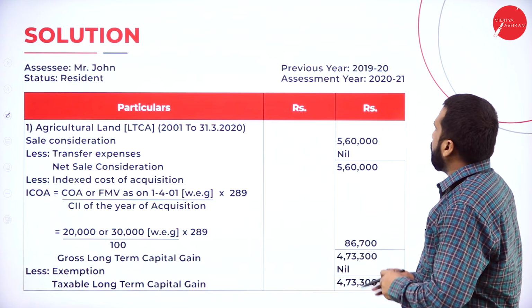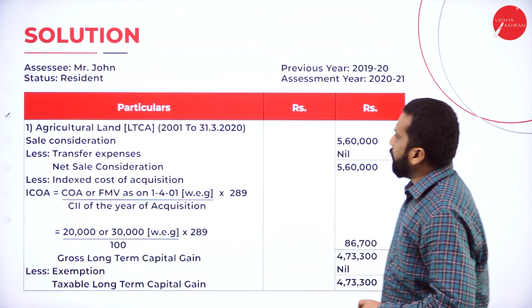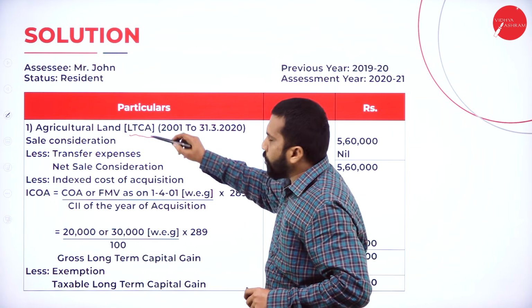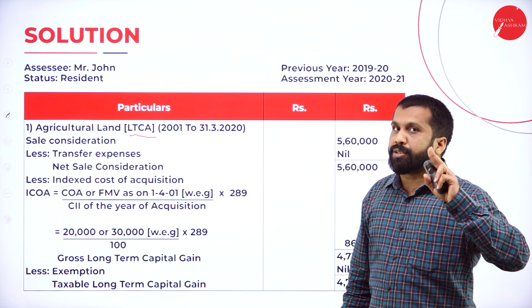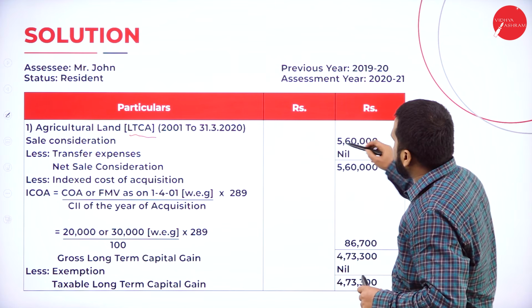Good. Now we'll go to the answer. First one, agricultural land. It is a long term. Why? Because it is more than 2 years. Now, at what price it is sold?